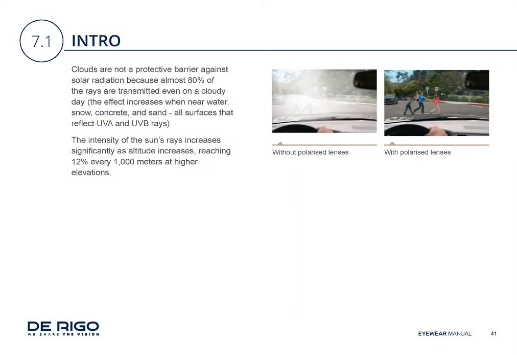Clouds are not a protective barrier against solar radiation because almost 80% of the rays are transmitted even on a cloudy day. The effect increases when near water, snow, concrete, and sand, all surfaces that reflect UVA and UVB rays. The intensity of the sun's rays increases significantly as altitude increases, reaching 12% every 1,000 meters at higher elevations.